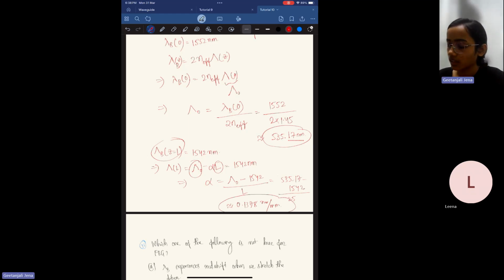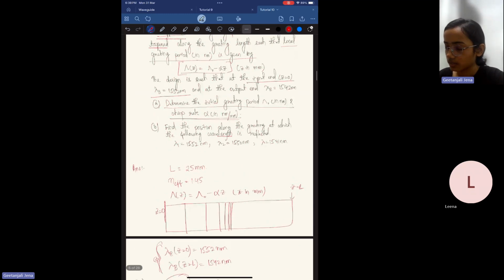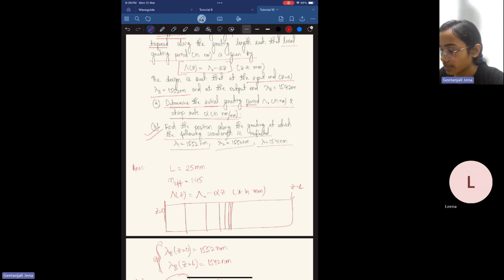Now let us see the second part. Find the position along the grating at which the following wavelengths are reflected. Lambda 1 is 1552 nanometer, lambda 2 is 1550, and lambda 3 is 1541 nanometer. So we need to find out the location at which these wavelengths are getting reflected.